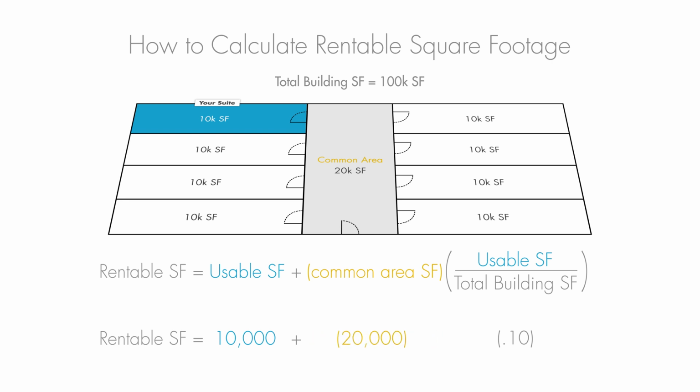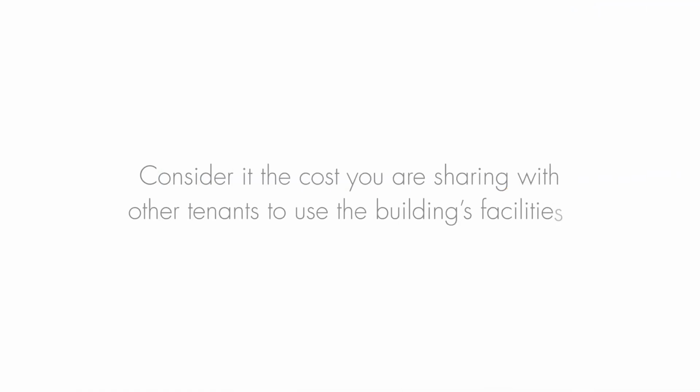If the building has 20,000 square feet of common area, you would be financially responsible for 10% of the 20,000 square feet, which equals 2,000 square feet. Add that back to your usable square footage, and your total rentable square footage equals 12,000 square feet. Consider the cost you are sharing with other tenants to use the building's facilities.